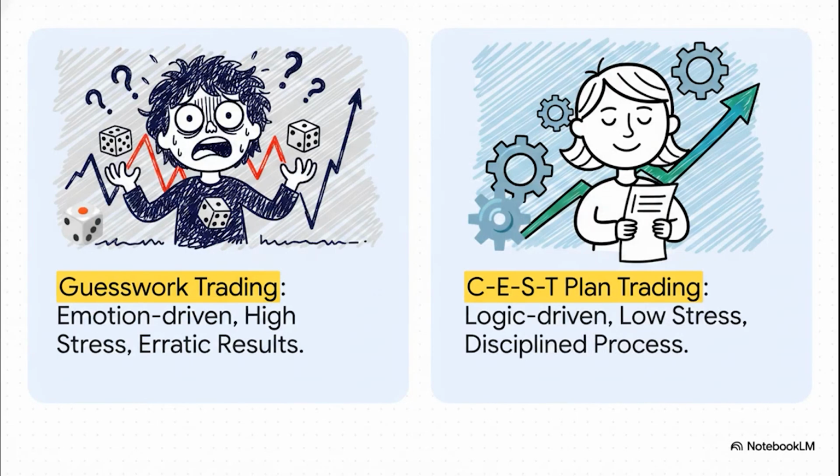When you put it all together, the difference is just night and day. On one side, you've got guesswork trading. It's totally driven by emotion, it's incredibly high stress, and it leads to erratic, unpredictable results. And on the other side, you have the CST plan. It's driven by logic, it's low stress, and it's all about following a disciplined process.